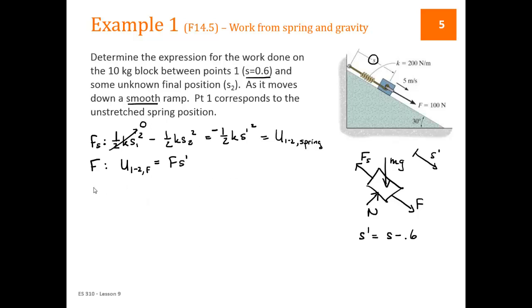All right, what about N? N is perpendicular to S prime. So that means the work from 1 to 2 is equal to 0.